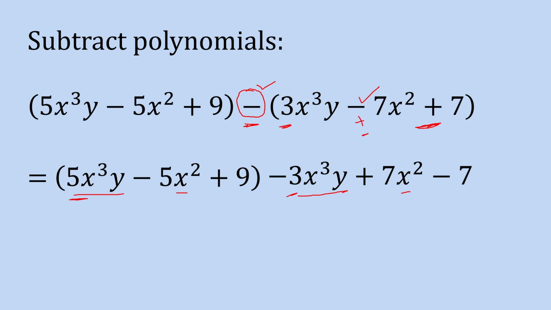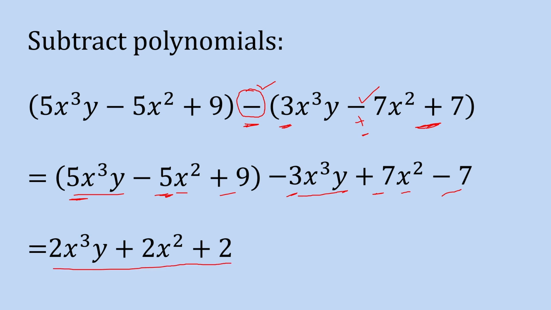2x^3y. Here minus 5 and here plus 7, so plus 2, plus 2x^2. Here plus 9, here minus 7, so plus 2. So the answer is 2x^3y plus 2x^2 plus 2.